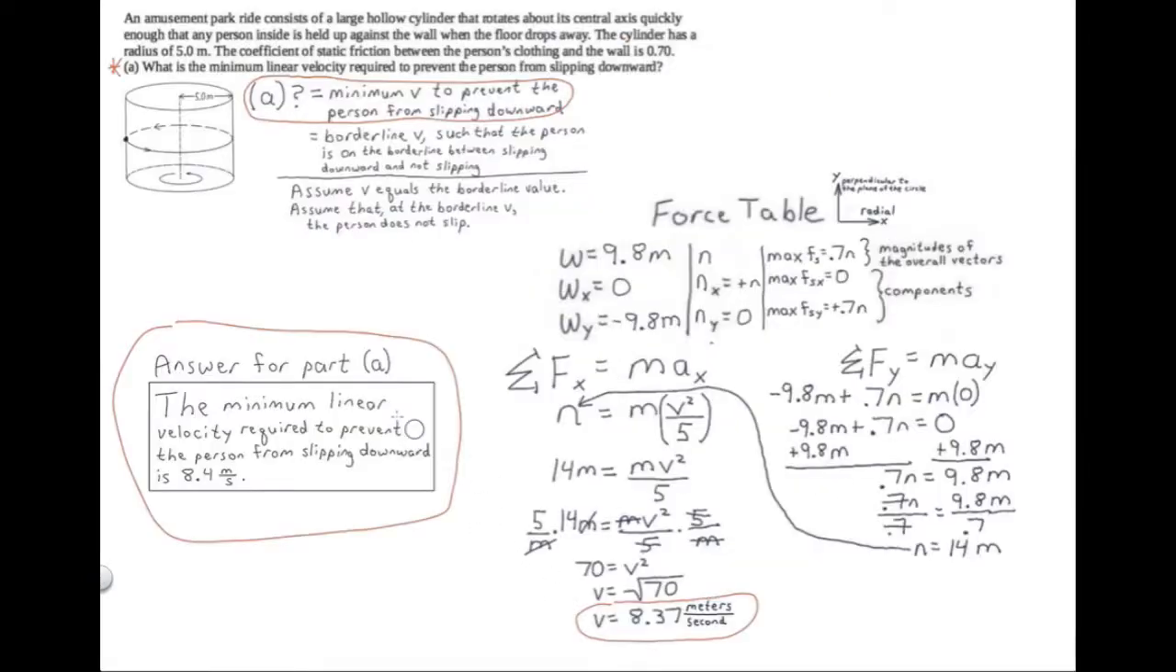Now we're ready to answer part A of the problem. I'll round the answer off to 8.4 meters per second. Make sure that you include units on your answer. Make sure that you've answered all parts of the question. For example, we should certainly notice that so far we've only answered part A, and that we're still going to have to go on to answer part B and C for this problem.